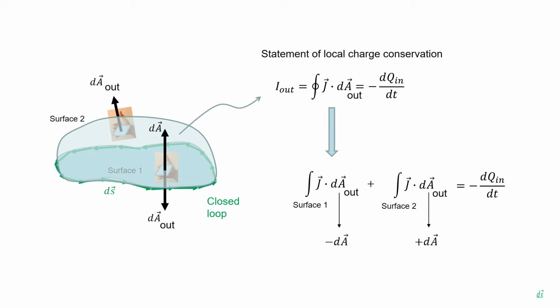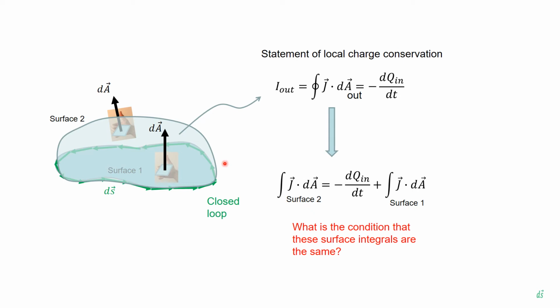So let's put these two things in the equation. You get minus the integration of J dot dA plus the integration of J dot dA equals minus dQn by dt. And now these dA vectors are the ones obtained using the right-hand rule and not the ones obtained thinking about the surface as a closed surface. This is a tricky issue, so if you have any questions about it, send me comments.